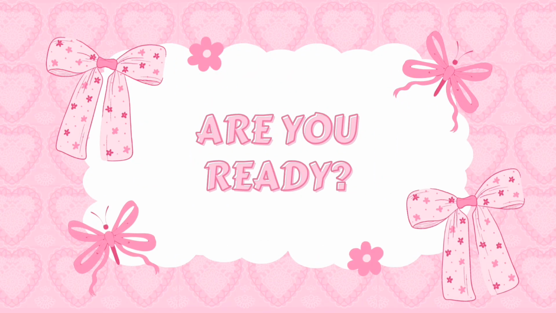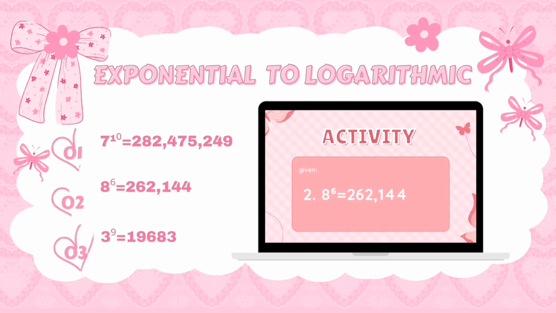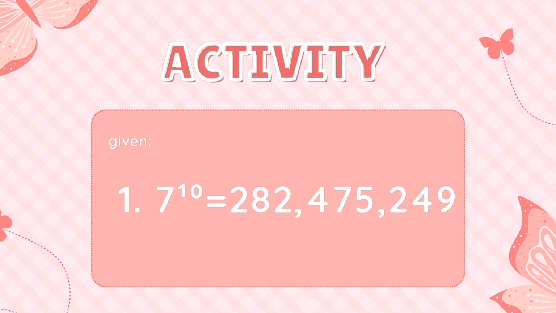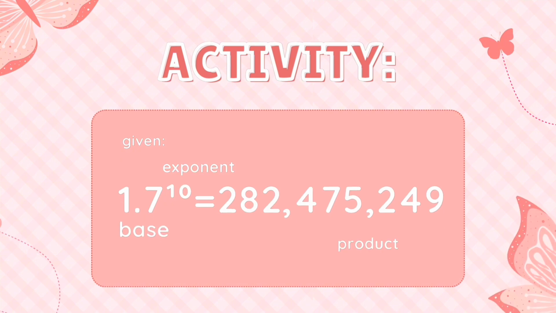Are you ready for our activity? If yes, let's start with exponential to logarithmic. Number 1, the given equation is 7 to the power of 10 equals 282,475,249, where the base is 7 and the exponent is 10.